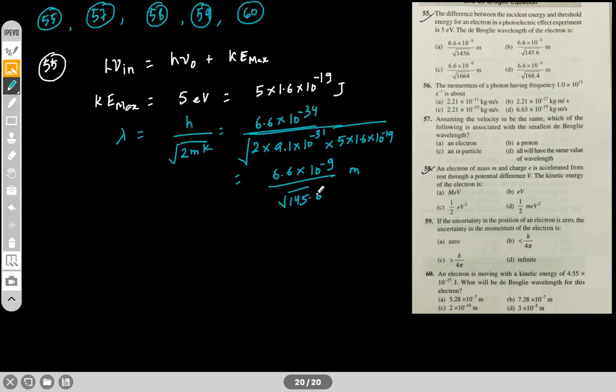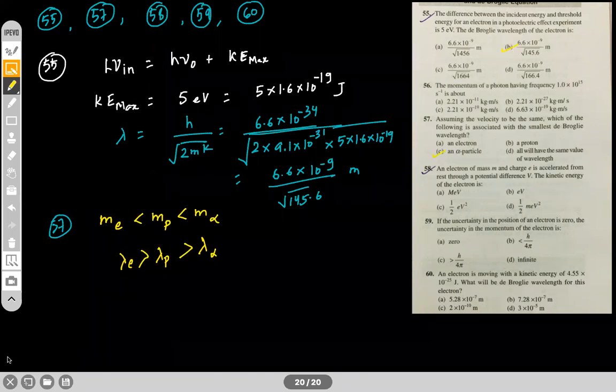Okay, 57th one, what is the answer? Alpha particle has maximum mass, right? The mass is minimum for electron, then proton, and then alpha particle. So maximum mass means minimum wavelength. Wavelength of alpha is minimum, then proton, then electron. So the answer for this one is option C. This one is B, because we know lambda and mass are inversely proportional, de Broglie wavelength, right?